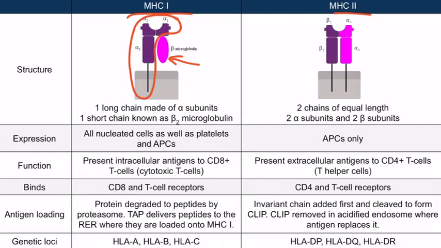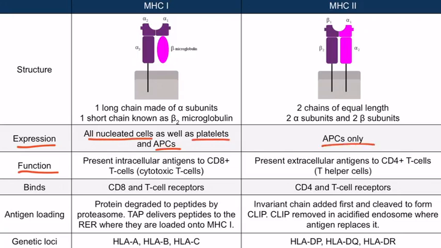MHC2, on the other hand, is made up of two chains of equal length. So you can see that one side is purple and one side is pink. One chain has only alpha subunits called alpha 1 and alpha 2, and the other chain has only beta subunits called beta 1 and beta 2. Now let's talk about differences in expression and function. MHC1 is expressed on all nucleated cells, as well as platelets and antigen-presenting cells, or APCs. MHC2 is expressed on antigen-presenting cells only.